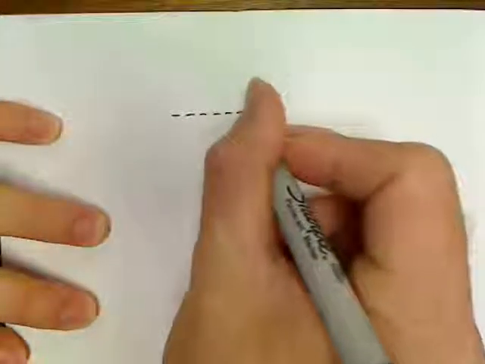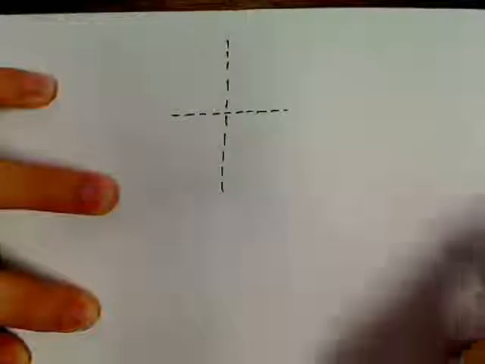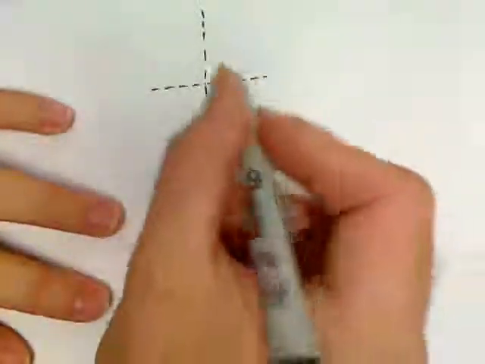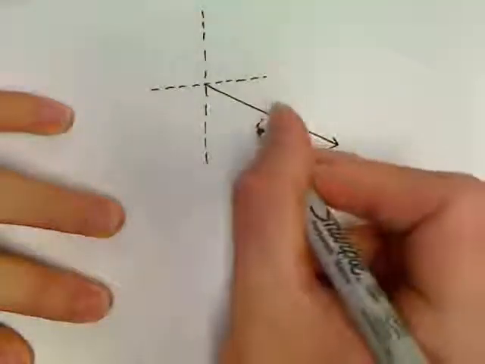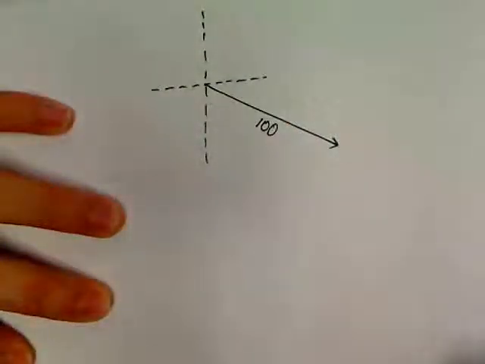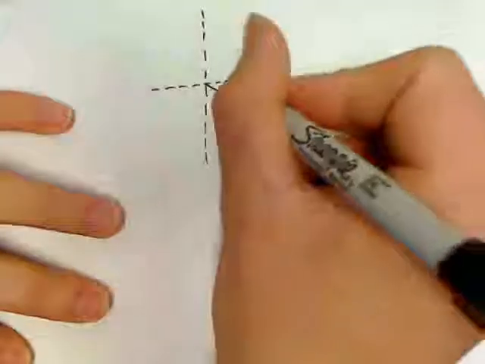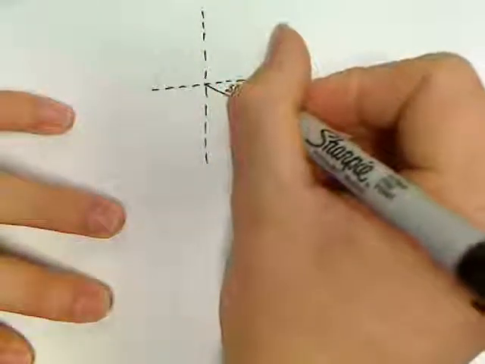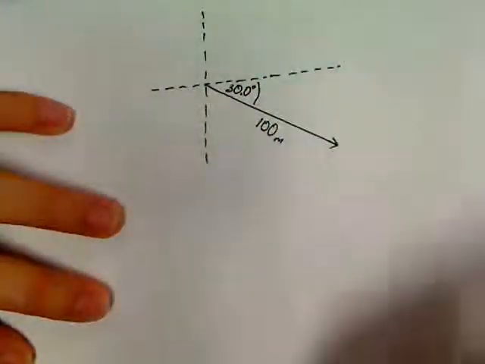So we'll start out. And we've got a superhero, and here's what he's doing. He travels 100 meters at an angle of 30 degrees. Wasn't that so sweet of these people?